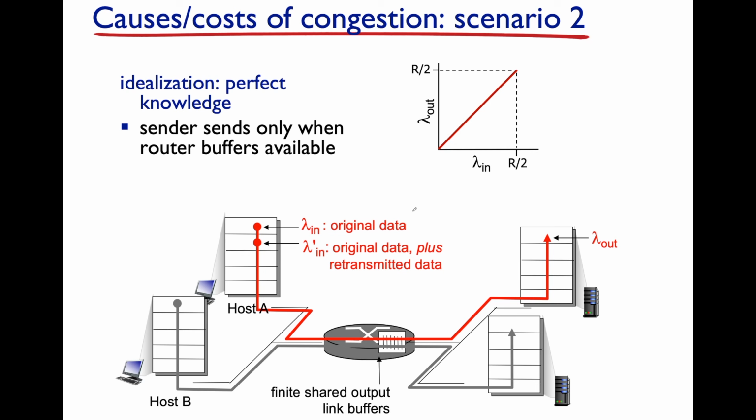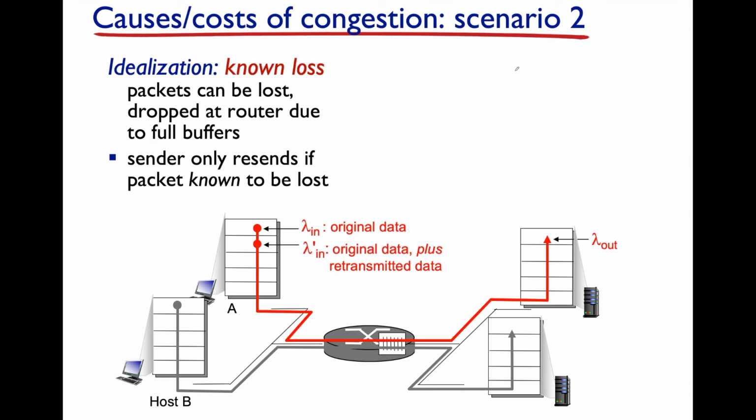And so if we look at this, we get the following scenario. The throughput, lambda n, pushing data into the network, goes up to R over 2, half of the bandwidth of that link, and the output remains equal up to R over 2, so you get this 45-degree line. It's a linear increase.